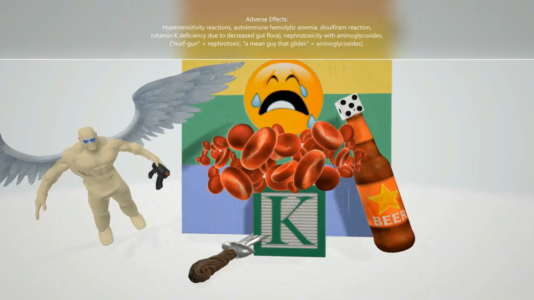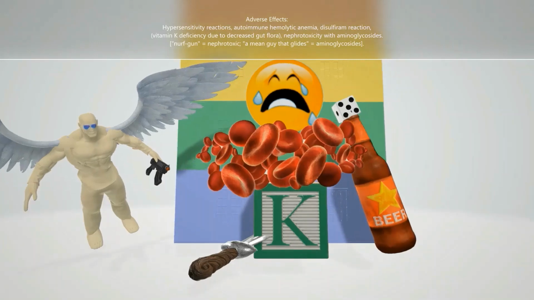And finally, this guy over here, the mean guy that glides. The mean guy that glides for aminoglycosides. Aminoglycosides with cephalosporin could have nephrotoxic effects, and that's why he has this Nerf gun over here to remind us of the nephrotoxic effects of aminoglycosides with cephalosporins.